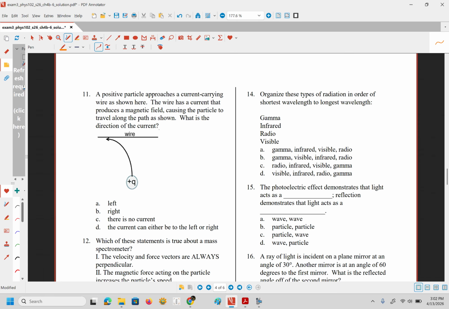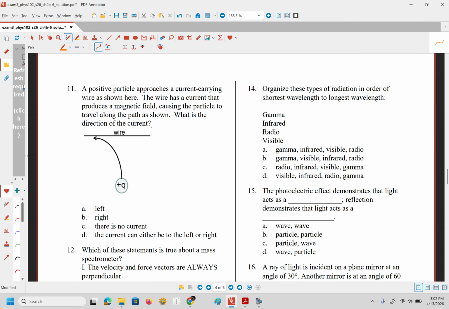A positive particle approaches a current-carrying wire. There's a current that produces a magnetic field, and I want to know the direction of that current. Well, look, the charge starts out with a velocity that's in this direction. That means that there must be a force that's causing this circular motion that is perpendicular to that velocity, in this case to the left. So if I can determine that magnetic field, it must be into the page that creates a force like this. And if it's into the page, that means that the current has to be moving to the right. It's into the page on that side, it's out of the page on this side.